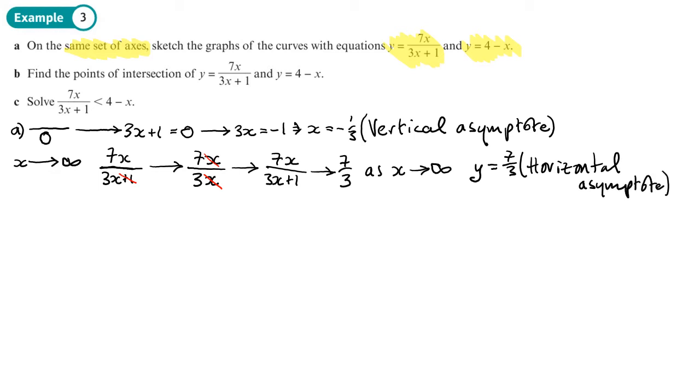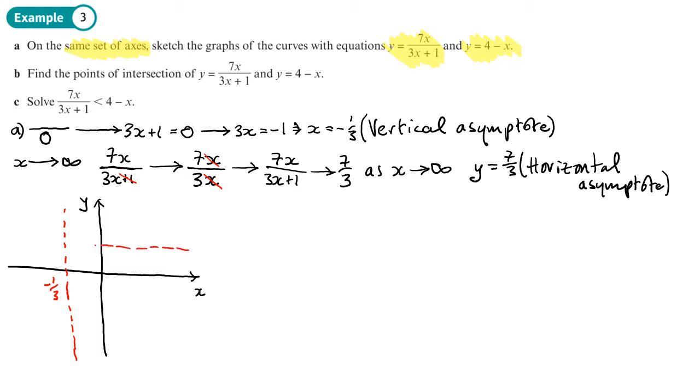So now we're ready to put those asymptotes in. So let's do it over here. So x, y, and a vertical asymptote at x equals negative a third. So let's put that there, negative a third, and a horizontal one at 7 over 3. Okay, so you've got one there, 7 over 3.